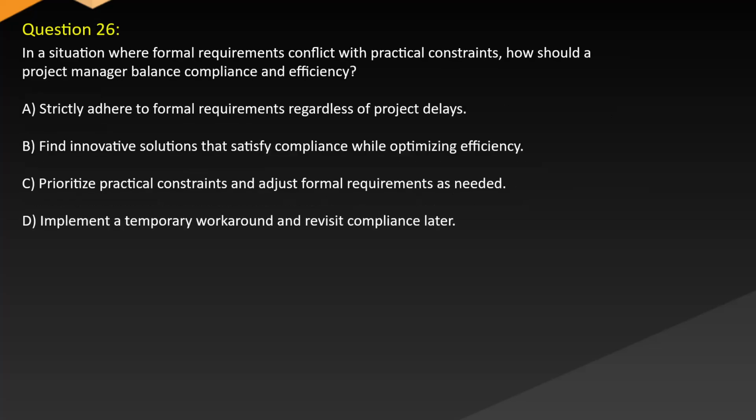Question 26. In a situation where formal requirements conflict with practical constraints, how should a project manager balance compliance and efficiency? A. Strictly adhere to formal requirements regardless of project delays. B. Find innovative solutions that satisfy compliance while optimizing efficiency. C. Prioritize practical constraints and adjust formal requirements as needed. D. Implement a temporary workaround and revisit compliance later.